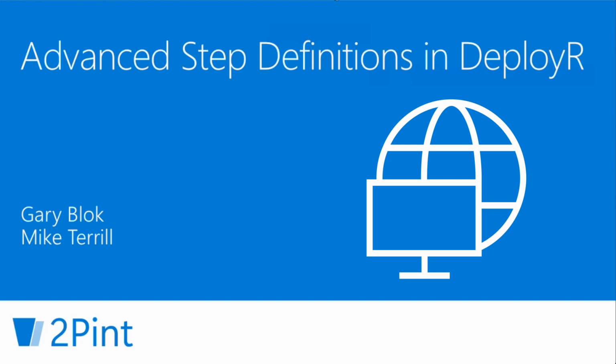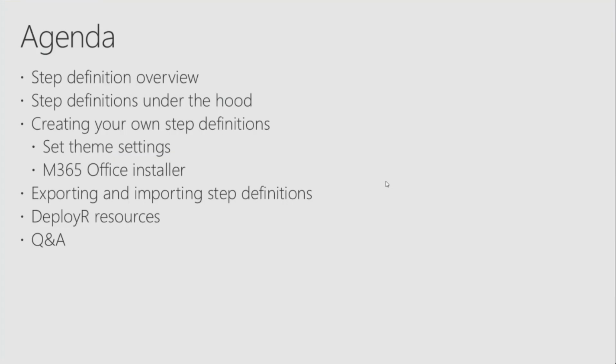Great. So today we're going to talk about advanced step definitions in DeployR, what they are, and what you might do to create your own. So with that, let's go ahead and get started. This is our agenda that we're going to cover today. Hopefully we'll give you some good examples that you can take back and use for yourself. We also want to encourage community. So this will work both in regular DeployR Enterprise and DeployR Community Edition as well.